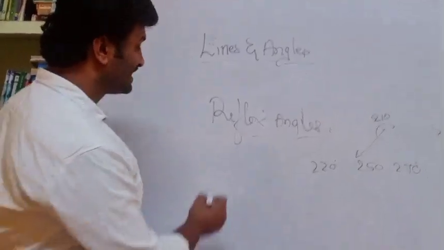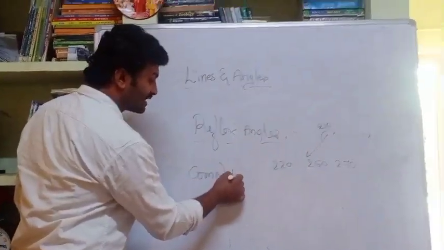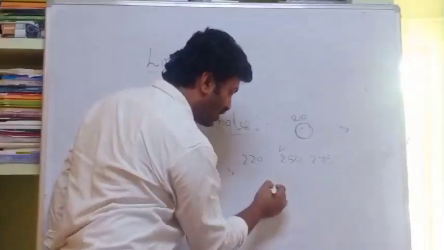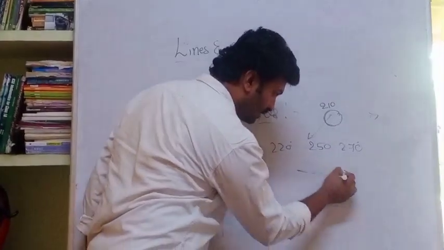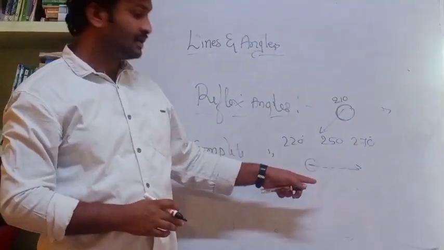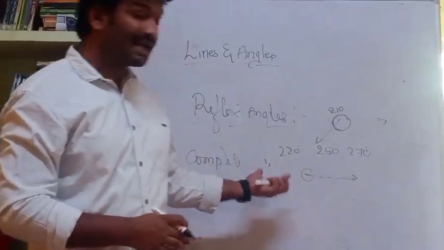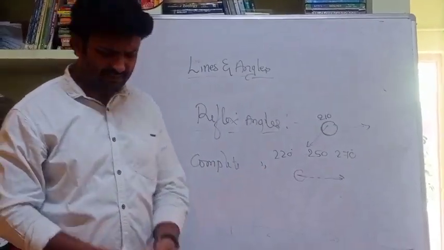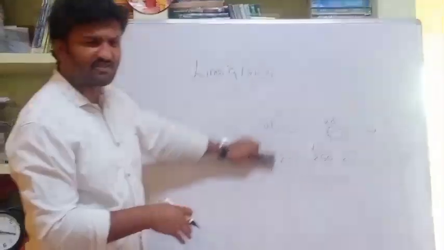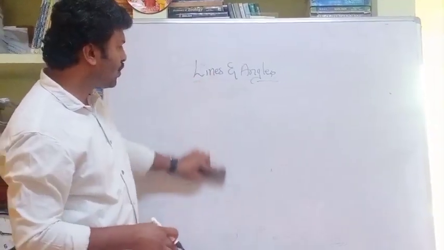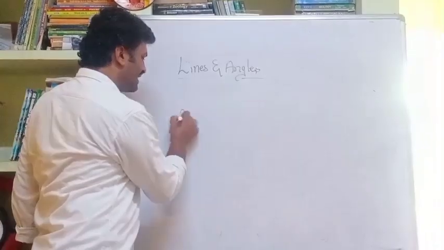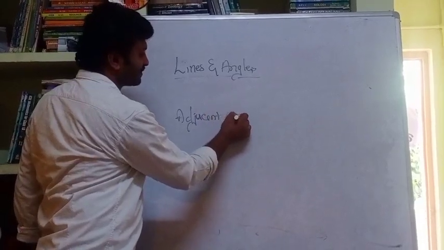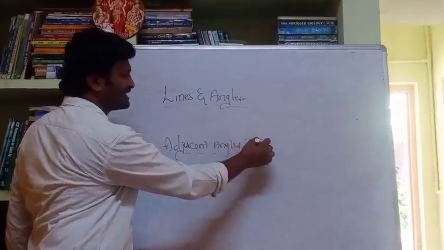Then what are complete angles? One complete rotation from here to here. The angle which measures 360 degrees is called a complete angle. And next comes again a type of angles, adjacent angles. What are adjacent angles?